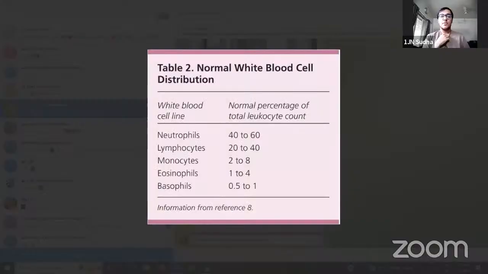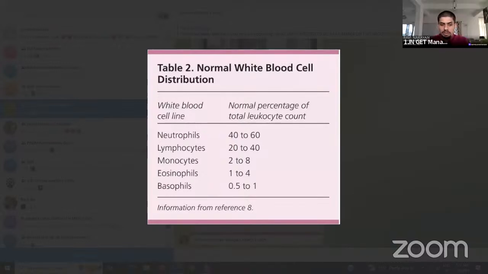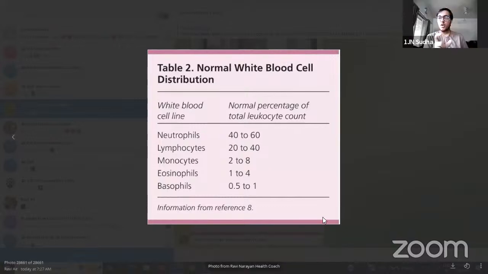Thank you. So this picture states Table 2, normal white blood cell distribution. Now you can see there are two headings: white blood cell line and the normal percentage of total leukocytes. So to basically explain this, this is telling us what specific white blood cell we're talking about, and what percent of the total white blood cell population is that specific white blood cell.